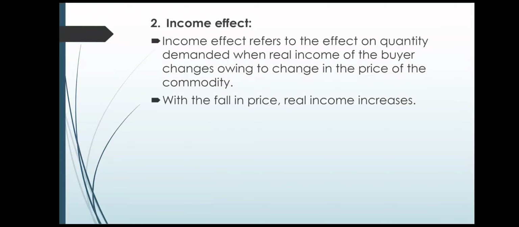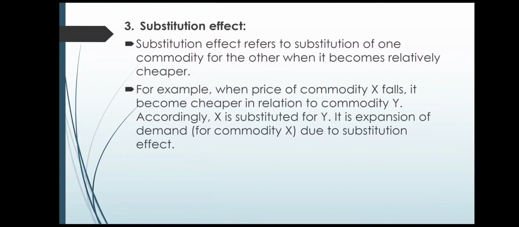So that is income effect. The third point is substitution effect. Substitution effect refers to substitution of one commodity for the other when it becomes relatively cheaper. For example, when price of commodity X falls, it becomes cheaper in relation to commodity Y. Accordingly, X is substituted for Y. It is the expansion of demand for commodity X due to substitution effect.